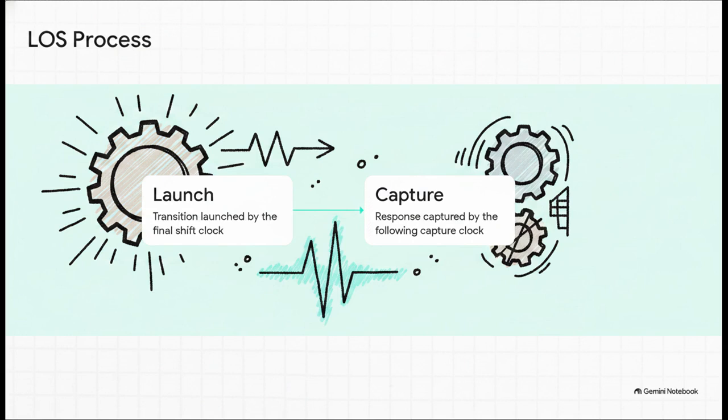And this brilliantly illustrates a very precise two-part chronological sequence. Step 1, the transition is launched by the very final shift clock pulse. Step 2, the response is immediately captured by the following capture clock. By calculating the exact timing between that final launch and the capture, engineers can test the circuit at exactly its intended operating speed. This ensures there are absolutely no sluggish transitions hiding in the silicon.